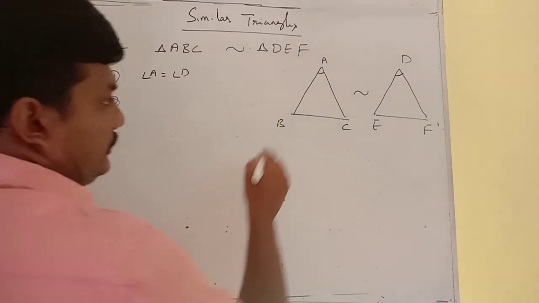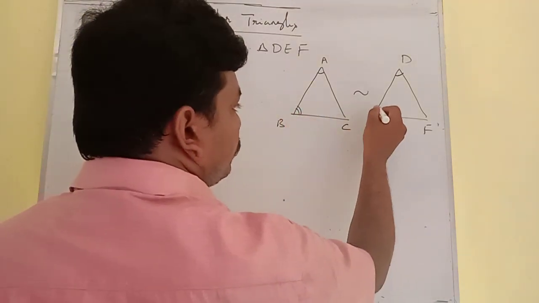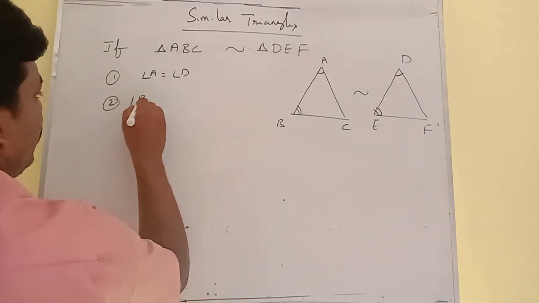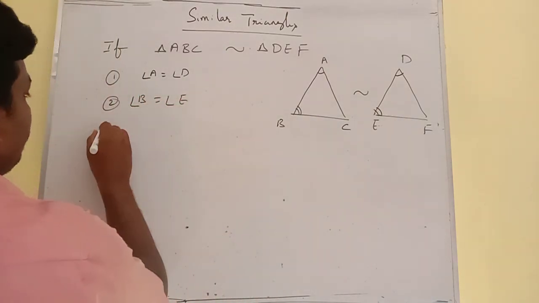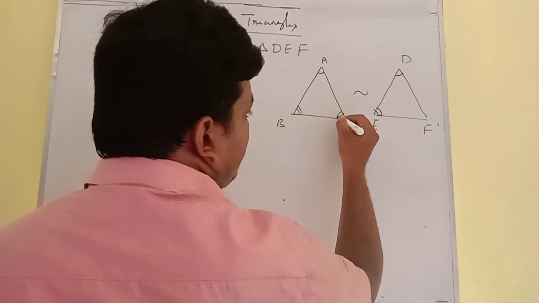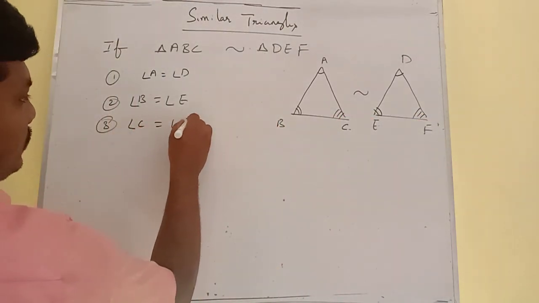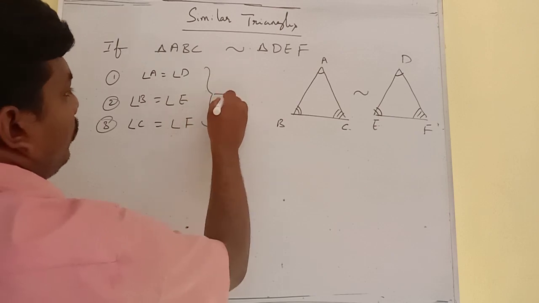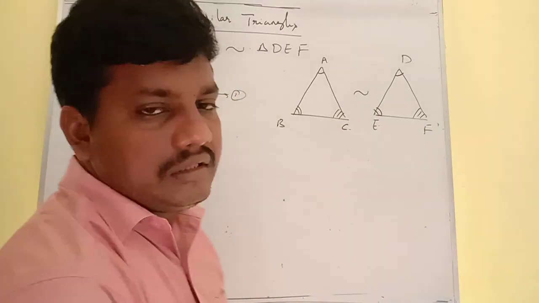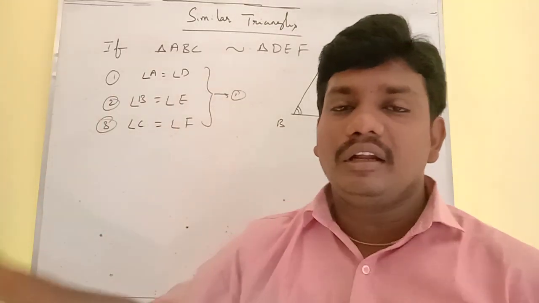The second point is angle B is equal to angle E. Then the third point is angle C is equal to angle F. This is the first condition of similar triangles.